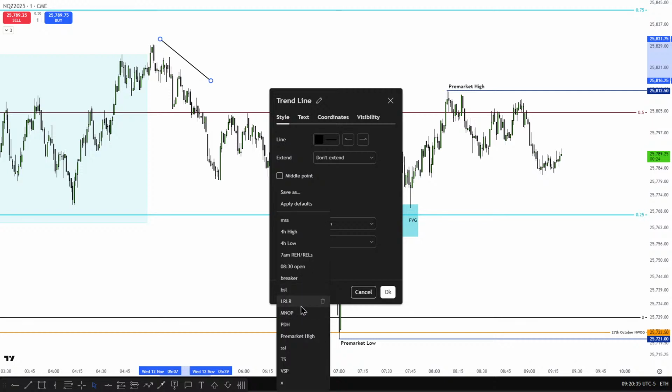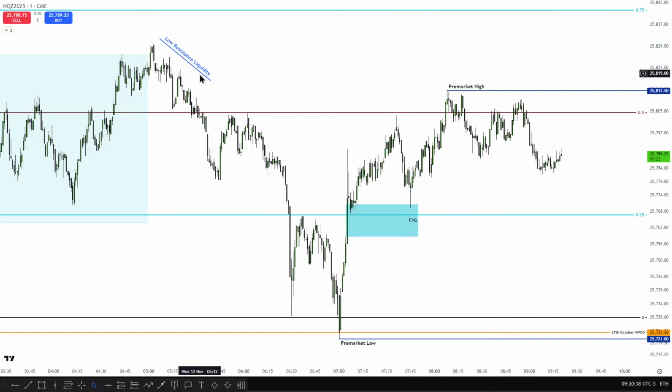This is low resistance, because above this high we have a high, and a higher high, and a higher high.